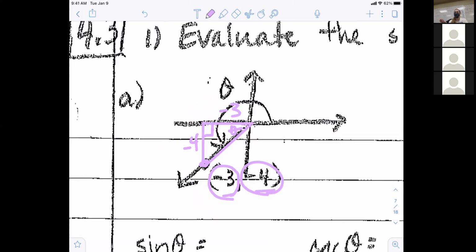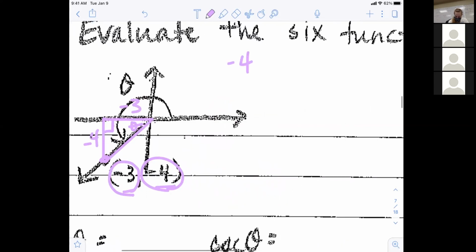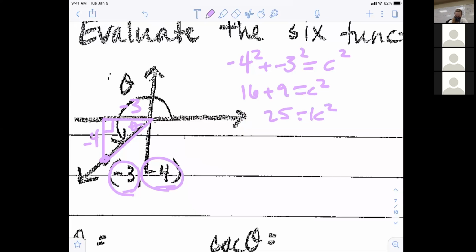How do you find the last side? Pythagorean theorem. So we're going to find hypotenuse by doing Pythagorean theorem. -4 squared plus -3 squared equals c squared. Welcome to your new best friend. We'll be doing a lot of Pythagorean theorem. 16 plus 9 equals c squared. 16 plus 9 is 25. Ooh, this worked out nicely.